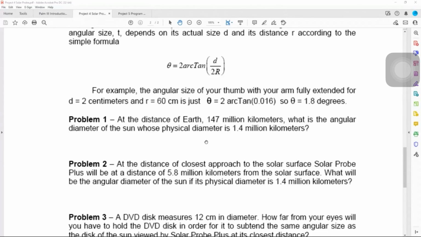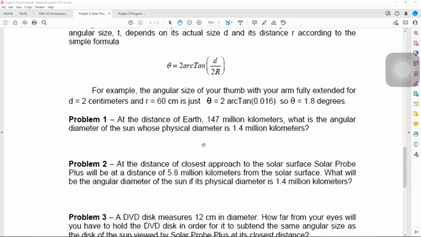Then they're asking you, if you were inside the probe, how big would the sun look? And the probe now is not at 147 million kilometers, it's only 5.8 million kilometers. So the sun is going to look like a giant circle because you're closer, and the closer you are, the bigger that angular diameter, right? All the way to 180 degrees when you're next to it, right? So that shows you that an object would look bigger as you get close, smaller as you get farther away.